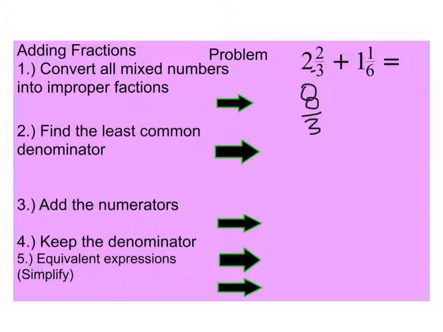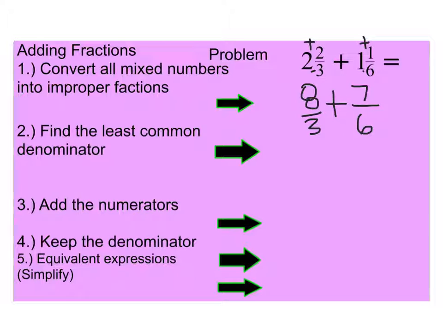Okay, so remember, we do the 2 times the 3. That gives us the number of 3's in the whole part of the fraction. And then we're going to add that to the 2/3 in the fractional part of our mixed number. We can do the same thing. 1 whole times 6 gives us 6 pieces. Then we're going to add to that the 1 from our fraction part. So we're going to have 7 sixth size pieces.